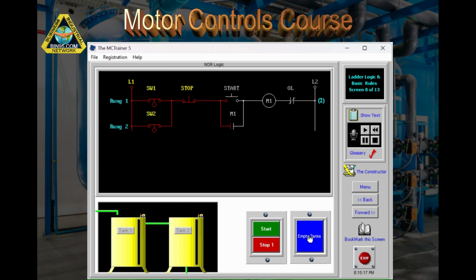The stop button is included in case the operator sees a problem and needs to stop the filling operation.